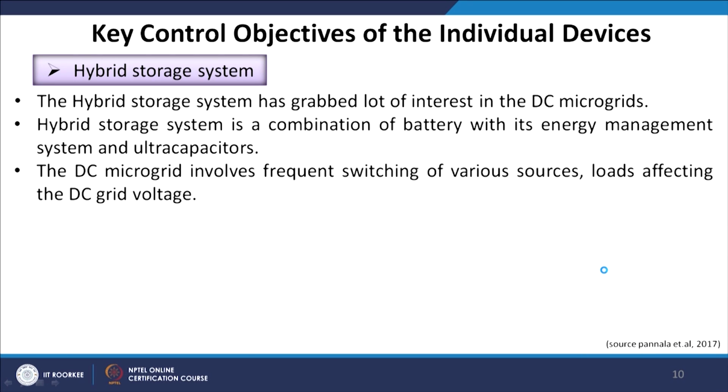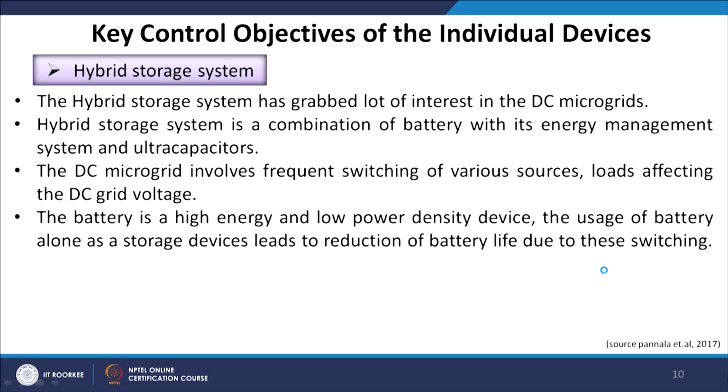The DC microgrid involves frequent switching of various sources and loads, affecting the DC microgrid voltage. If you look into a residential complex, a DC microgrid is especially applicable to a low power network where the power requirement is in kilowatts, and the load keeps on changing, and that may disturb my DC bus voltage of the DC microgrid.